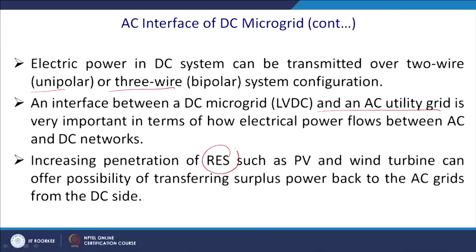Increasing penetration of these resources such as PV and wind turbine can offer the possibility of transferring surplus power back to the AC grids from the DC side. That is quite a phenomenal aspect. So, whosoever can pay, they can pay.